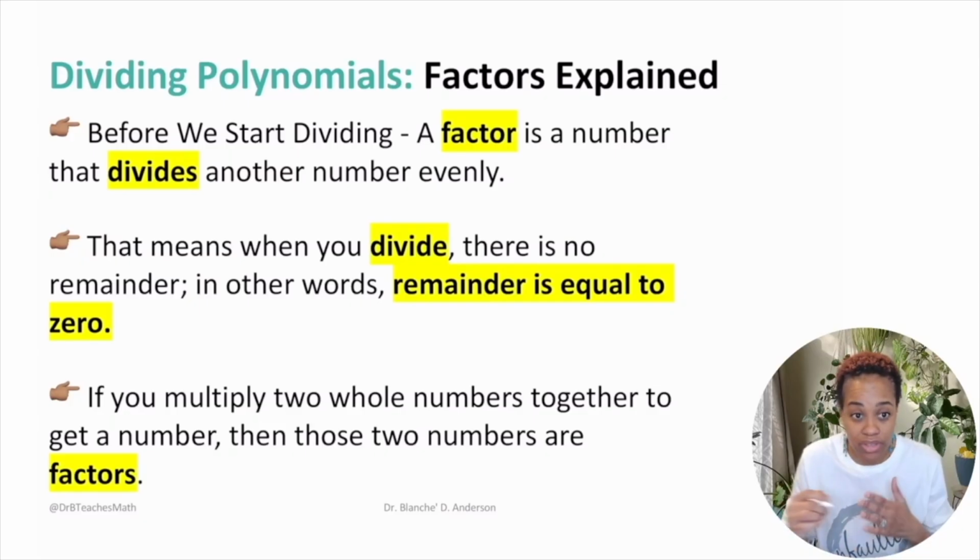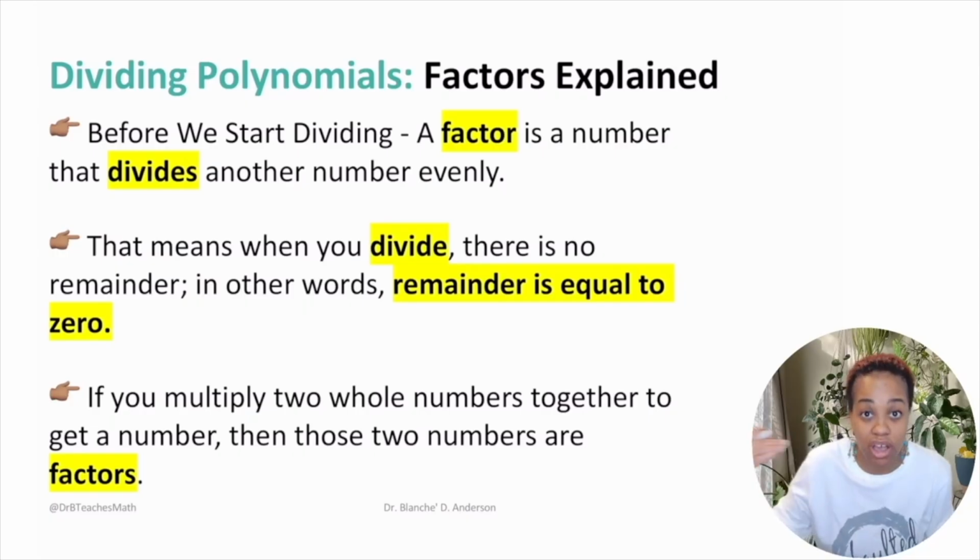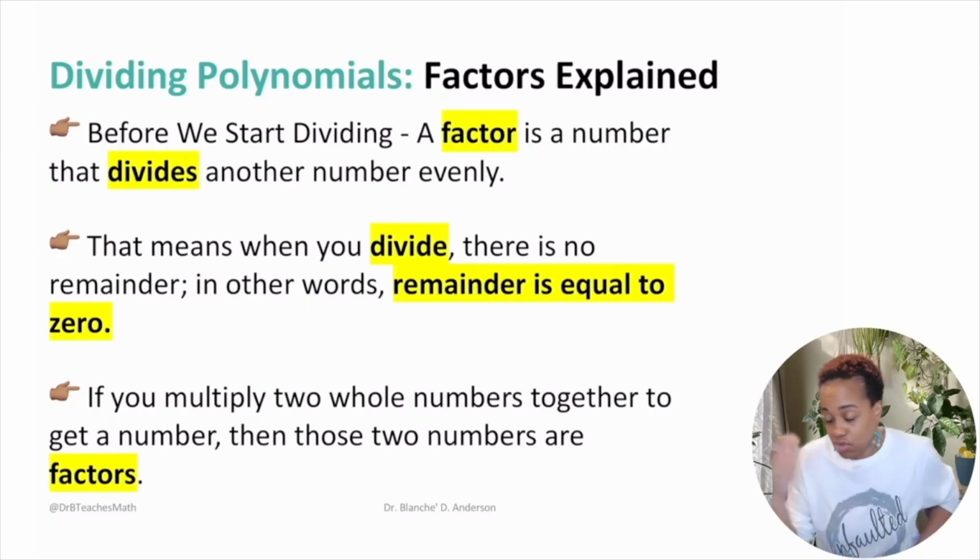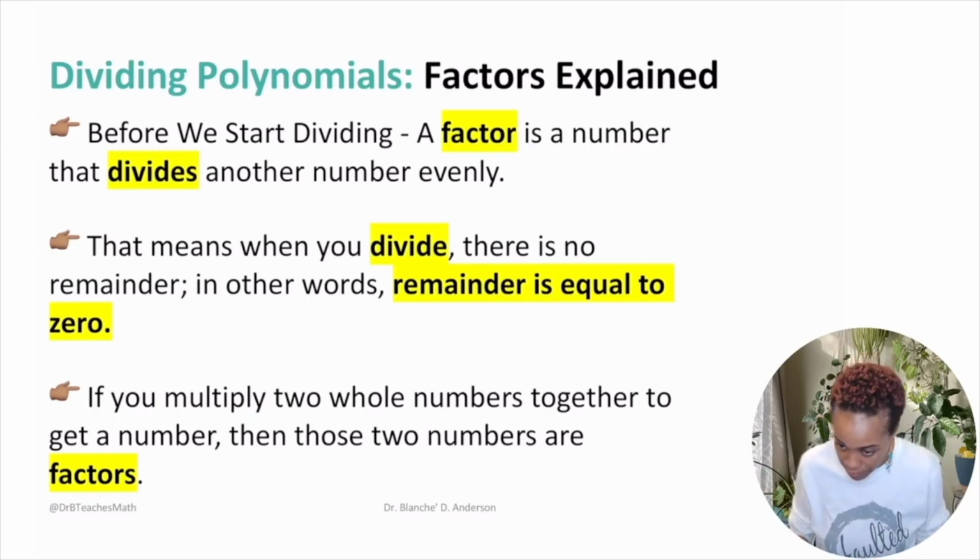So that's why I put that it's a number that divides another number evenly. And when you divide, there is no remainder, or we would say the remainder is 0. So if you multiply two numbers together and you get that number, those two numbers are factors of that particular number. And you've seen this before, so let me show you.